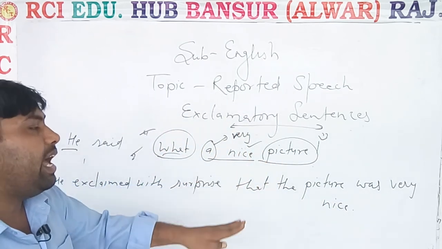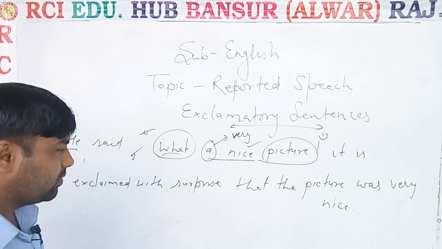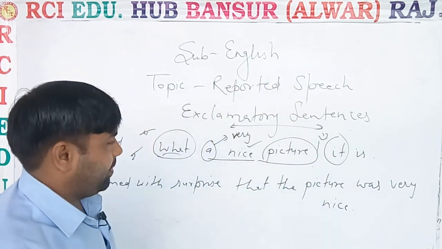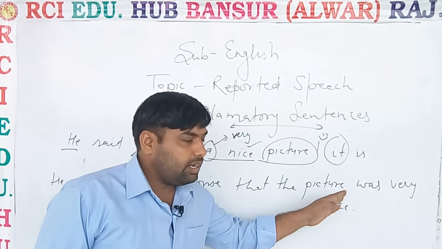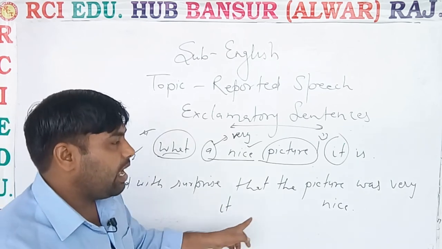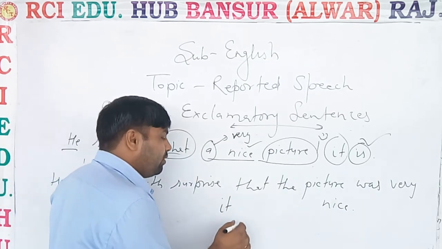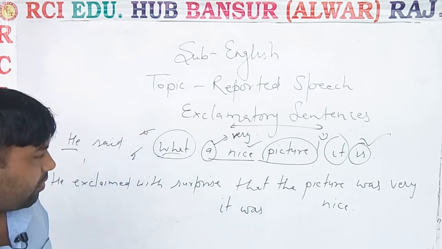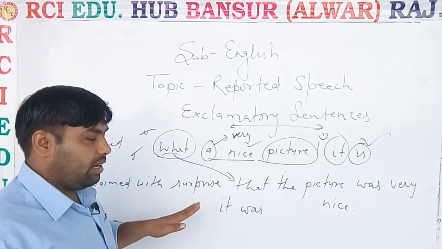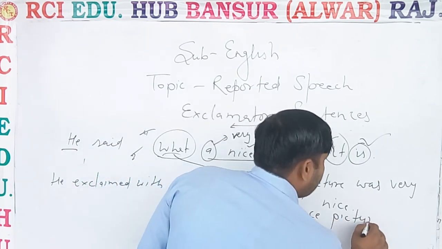If the sentence is given like that, "What a nice picture it is," then "he exclaimed with surprise that" we'll choose firstly. If third person, "it" never changes, it will be "it". No problem. He exclaimed with surprise that it, and now it is simple present but outside is past, then it changes into "was". With "it" we will use "was". Now "that" changes into "that". "A nice picture it" is left. Then write whatever is written. A nice picture. It will be correct.